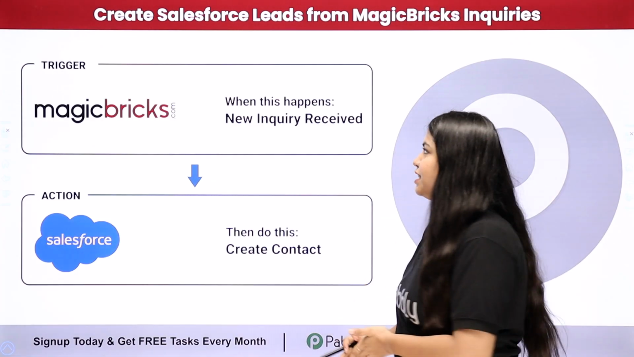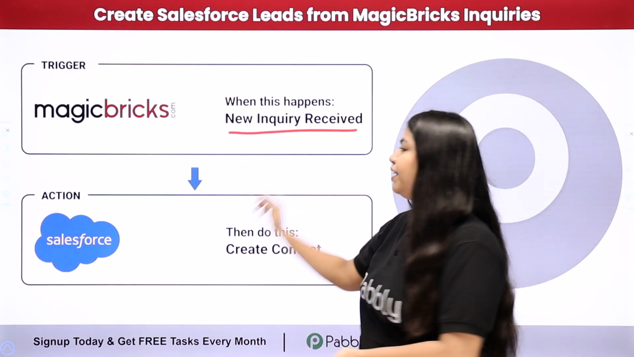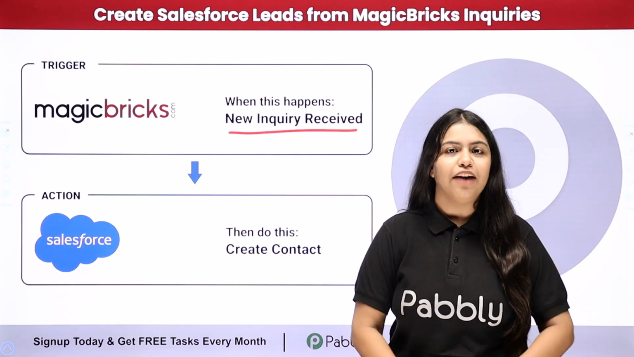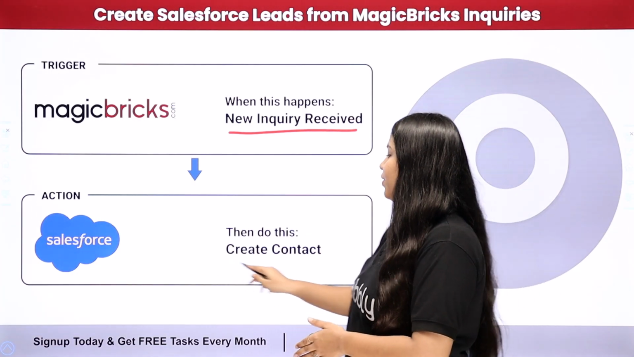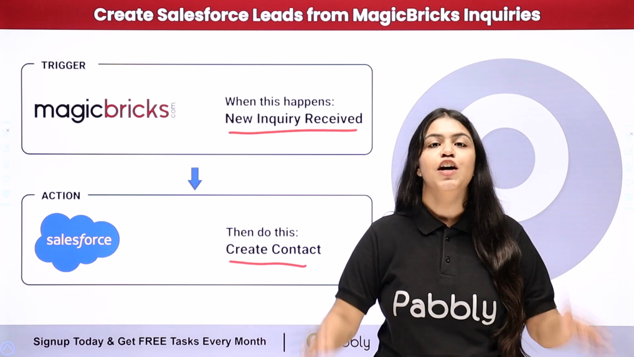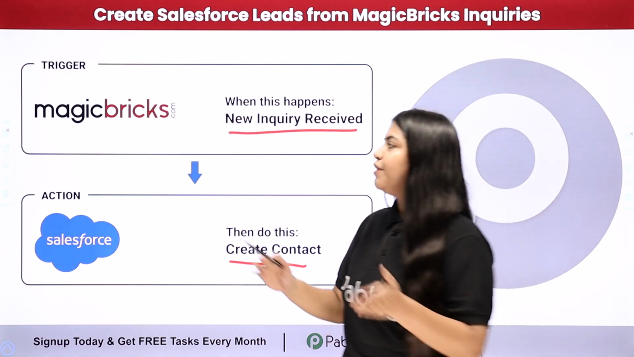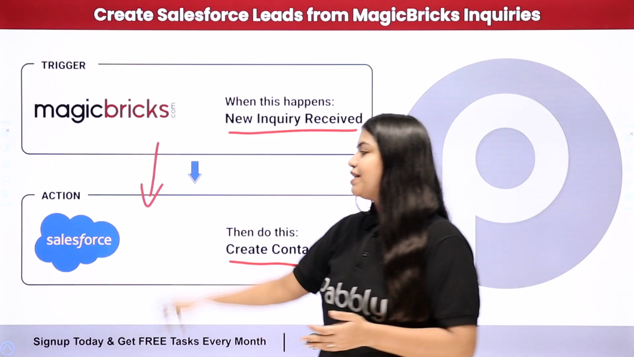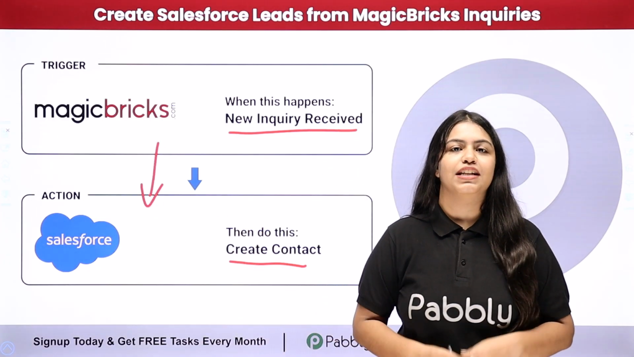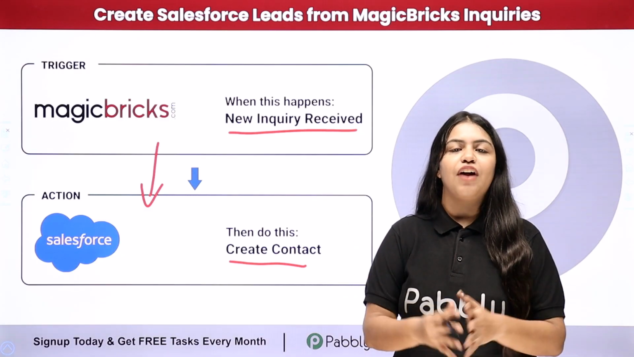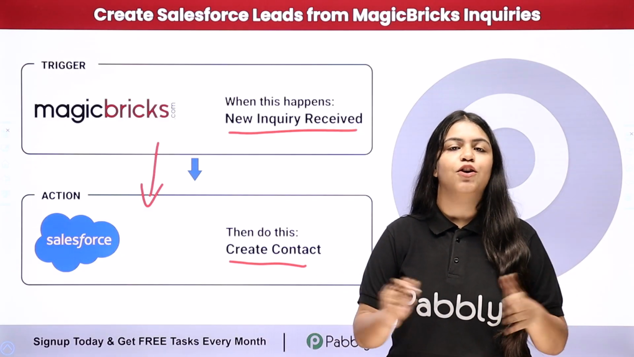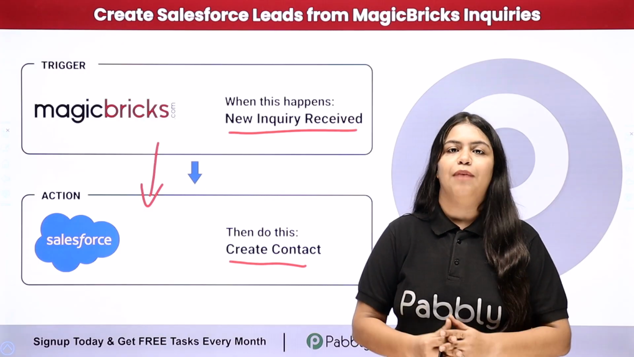And now what I want is that as soon as we receive a new inquiry or a lead from MagicBricks, I want to create a new lead, or you can say contact, in my Salesforce account, so that my sales team can follow up quickly and efficiently. So to do this, we are going to create a connection between MagicBricks and Salesforce, and we are going to create this connection without knowing any programming or coding language, using an amazing automation software which is Pabbly Connect.